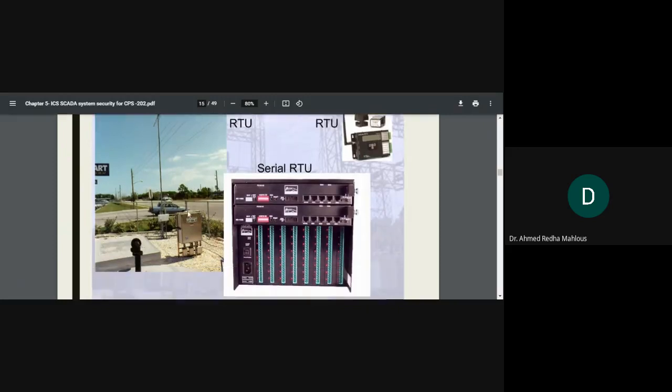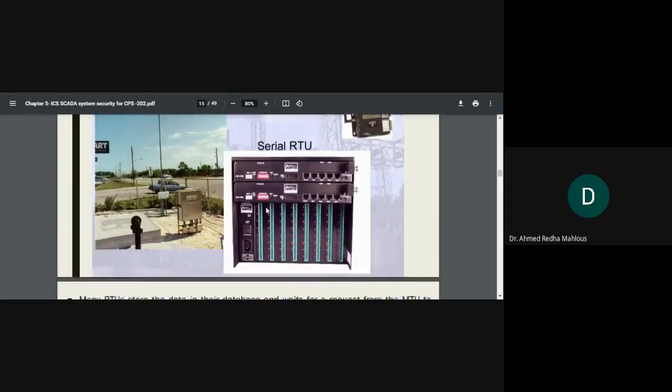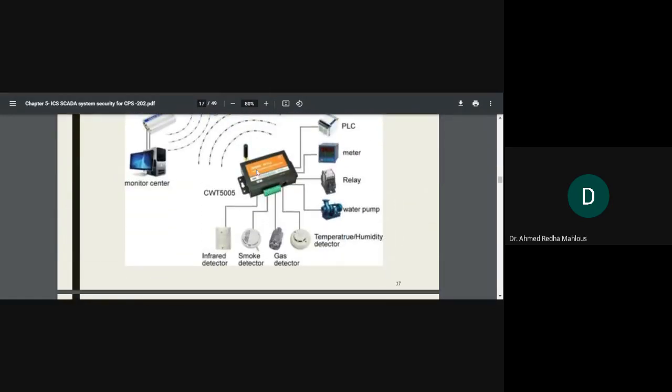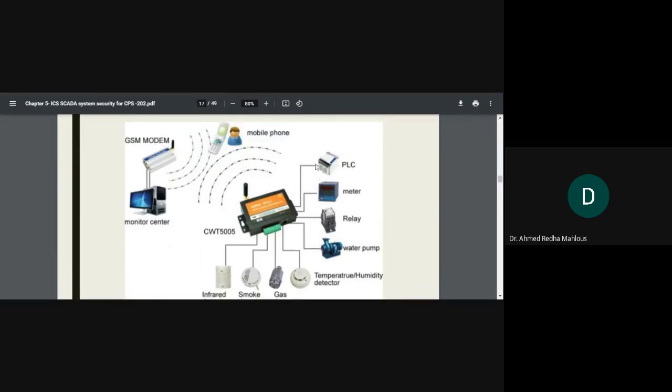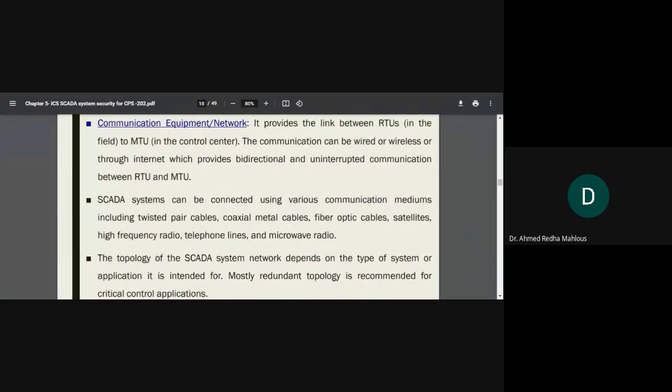These are other types of RTU that you can find: radio RTU, cellular, and serial. I think we stopped at this other example where you have an RTU receiving data and sending data to the control room. The control room will send back a command. Then that command will be triggered by that RTU to do some types of action on the devices that are in the field.